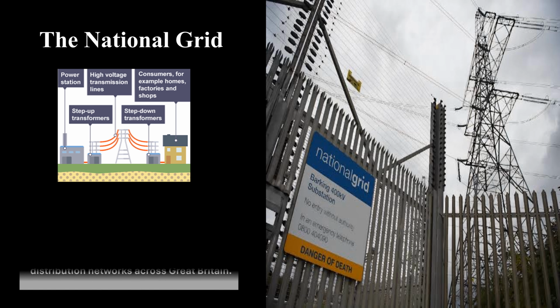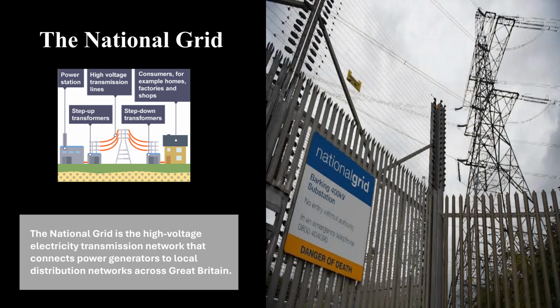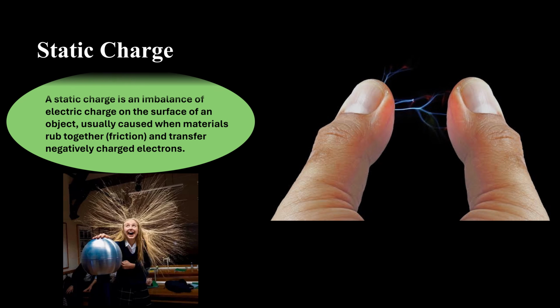The national grid carries electricity from power stations to homes. Step-up transformers increase voltage to reduce energy loss, and step-down transformers reduce it for safe use in homes. Static electricity is caused by the buildup of charges due to friction. When certain materials rub together, electrons transfer and leave a net charge.